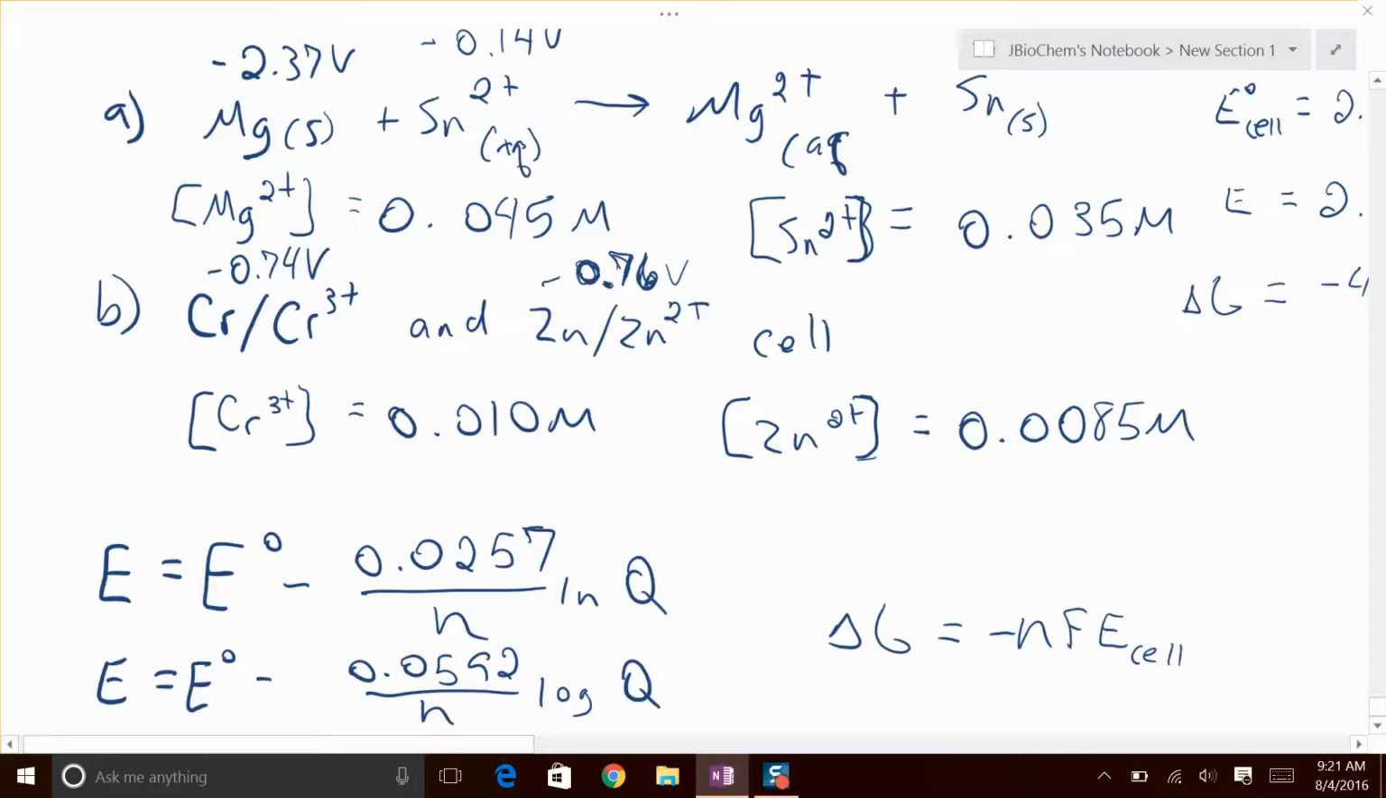Yeah, so I wrote the half reaction, 3 electrons.